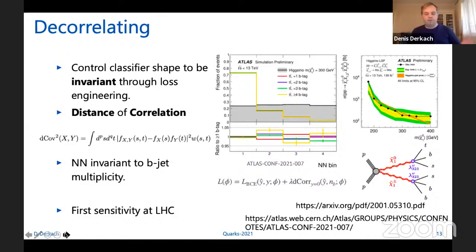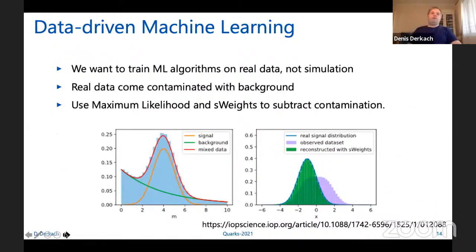For example, this classifier was used to search for the higgsino, and it's very sensitive at the LHC. So you see, in fact, Atlas is getting prepared for the new start, which is expected to be in 2022. Another idea of how to deal with these problems is to use data-driven machine learning.